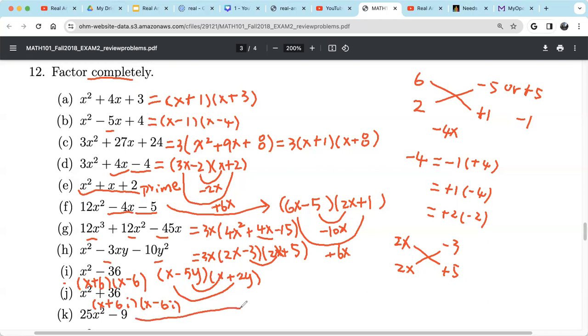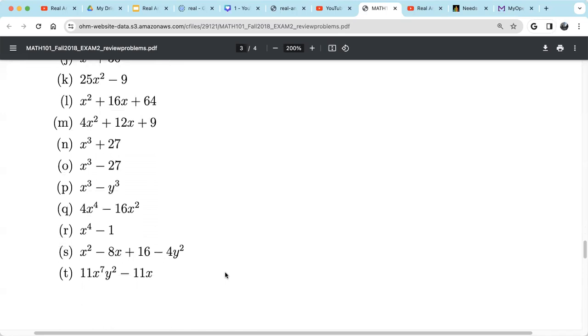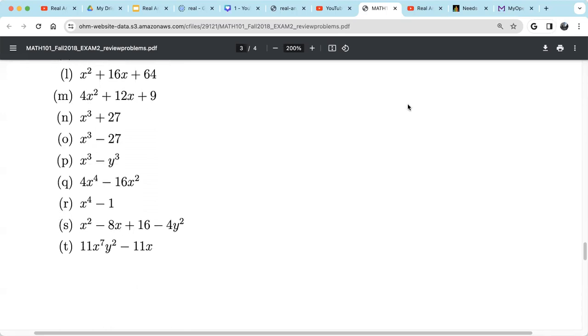And k, let's look at k. K can be written as (5x) squared minus 3 squared. So that means this can be factored as 5x plus 3 and 5x minus 3. Right? Difference of two squares. Now let's keep going. So we have this.